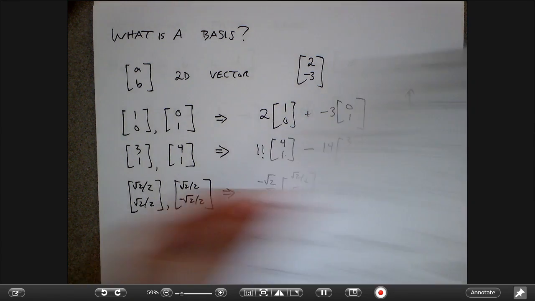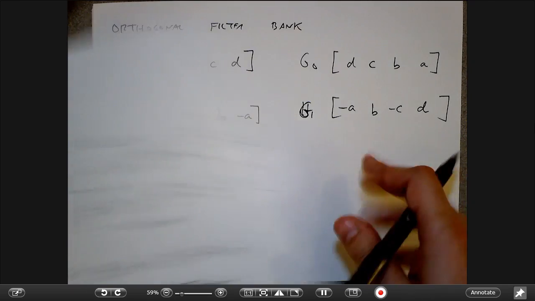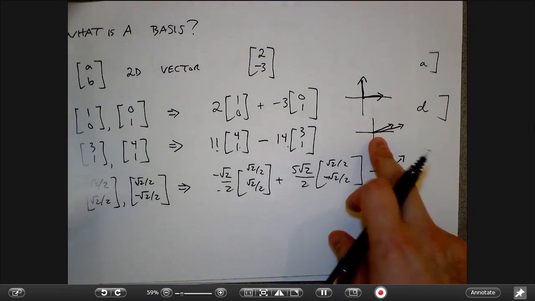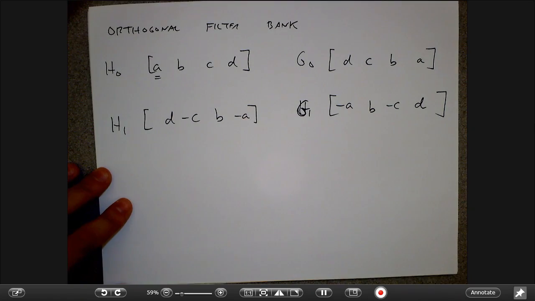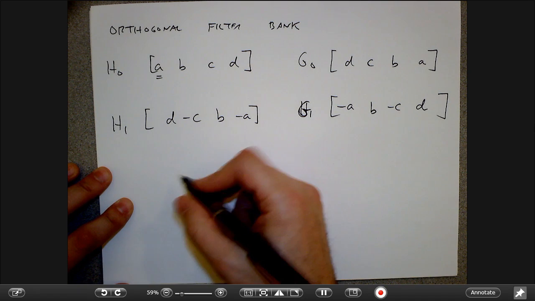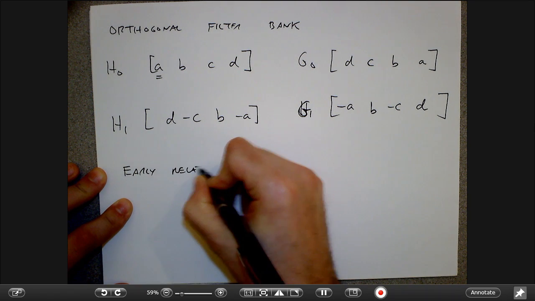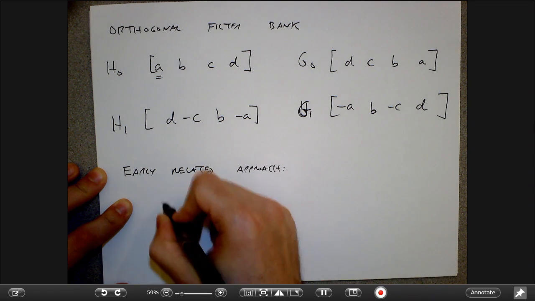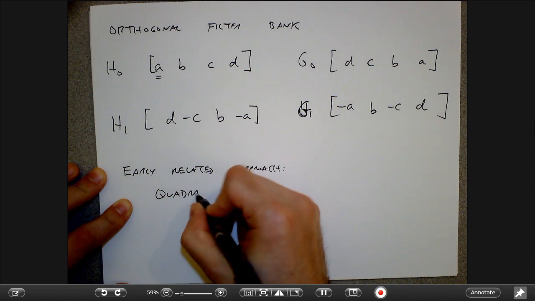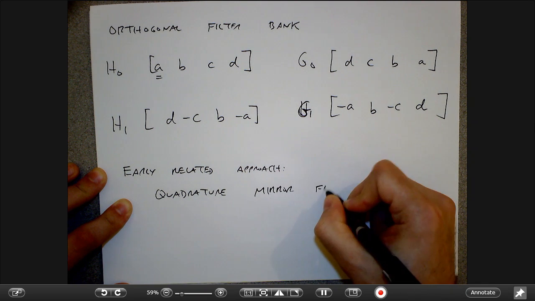has the result that the two filters are doing something like this, which is a little bit less exciting, but it gets the job done. And you can read more about this. There's a lot of material about this in the book. An early related approach was what were called quadrature mirror filters. And you can read about those in the book.